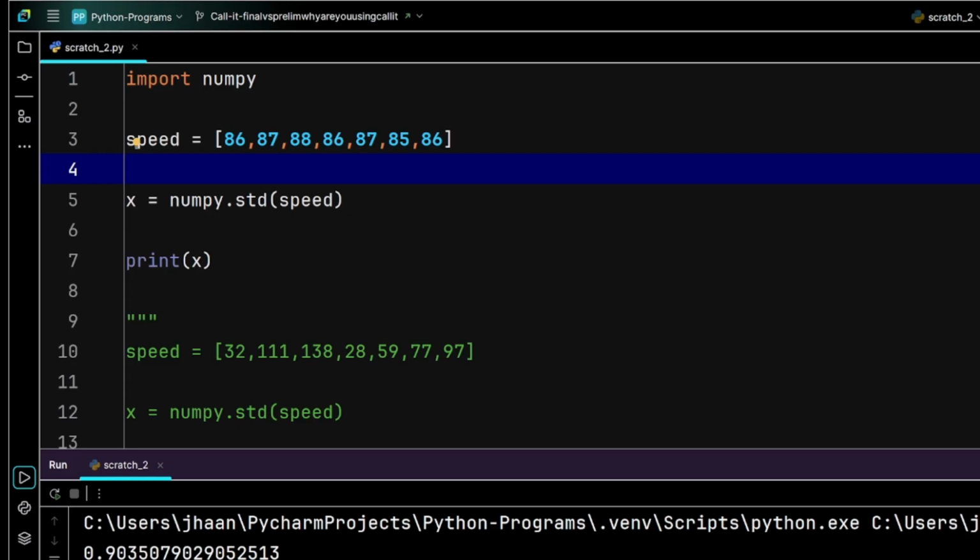So, for example, if you take 86 and the average is 86.4, there's a 0.4 difference. Or if we look at 87, then there's a 0.6 difference. So that's basically what it means. That means it's a low deviation, a low standard deviation.